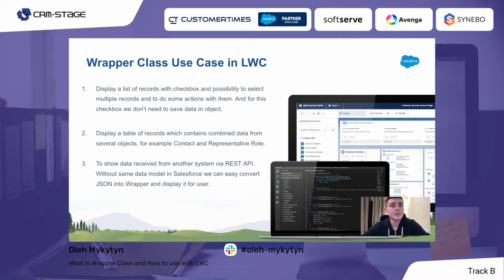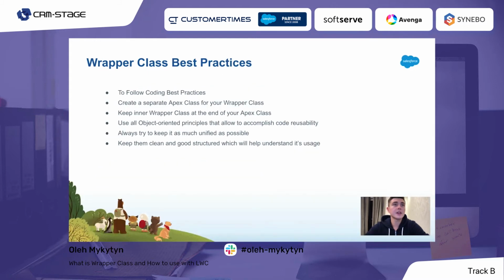And sometimes, as we already discussed about the JSON string which we use in REST API, it's very good to convert it into a wrapper, because it will give us just a few lines of code, and then you can have the object data in your Apex, and you can easily work with that in your components. So it's very helpful. We will see some examples of this during the demo later. So let's go to the next slide.